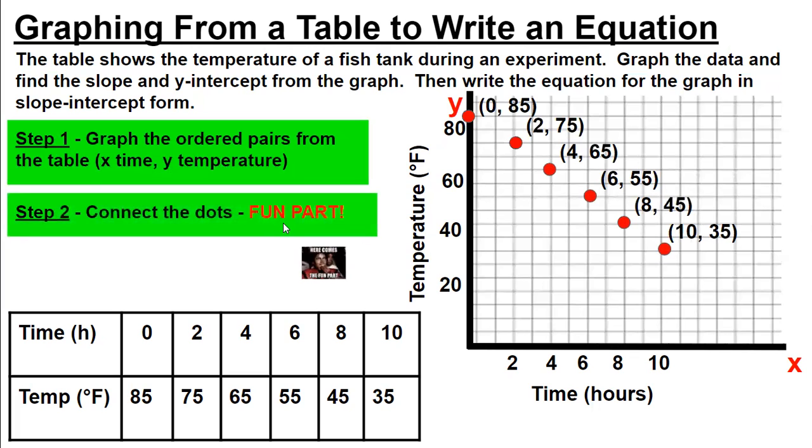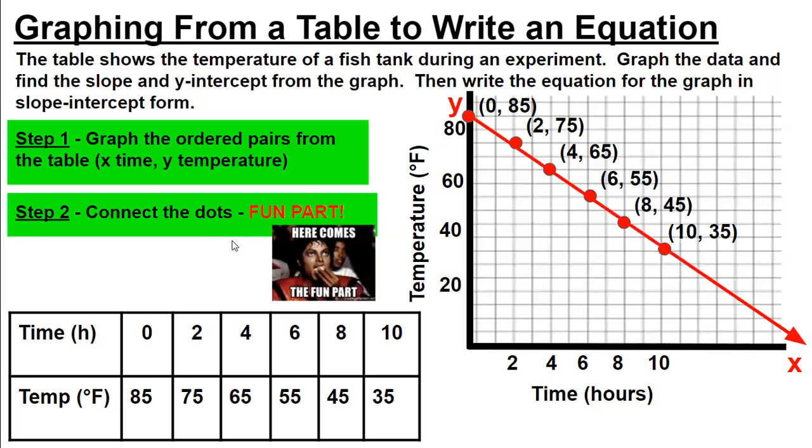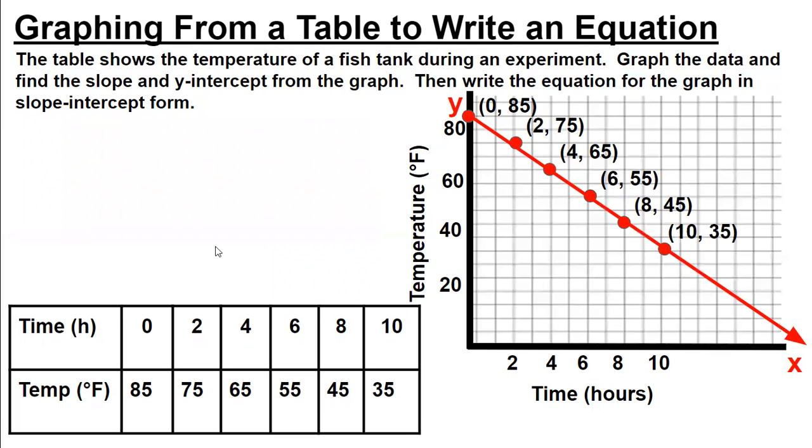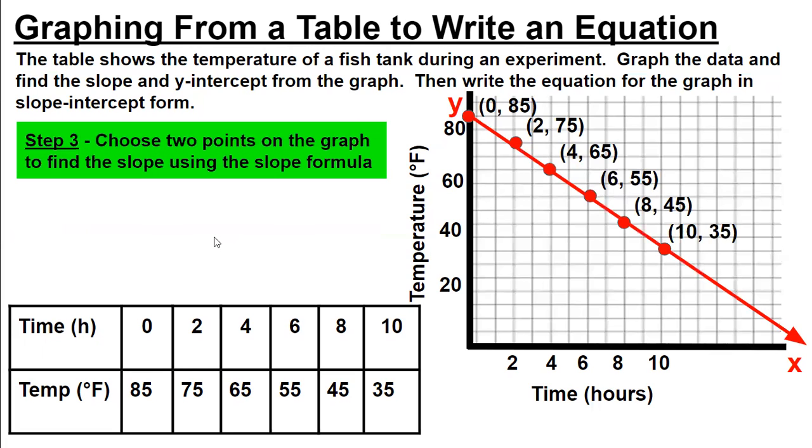Step 2 then is to connect the dots. That is the fun part. Yay! So we connect the dots there. We make our linear graph. And now we do step 3. We're going to choose 2 points on the graph to find the slope using the slope formula. So any 2 points will work. I always try to pick the smaller numbers. You can pick any 2 that you want. So we're going to use the formula y2 minus y1 over x2 minus x1. You should be very familiar with this slope formula by now.